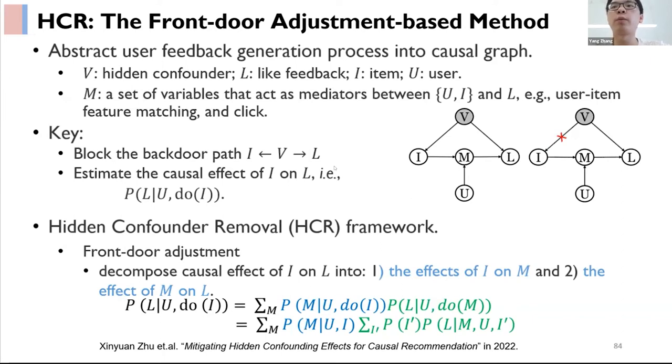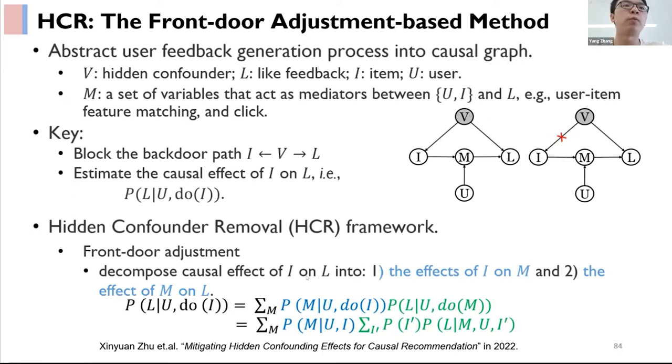To better estimate the user preference, we need to remove the confounding effect of V. However, with V not controllable, we cannot directly block the confounding path opened by the unobserved confounder. Fortunately, in this graph, U and I affect L through a mediator M, thus we can take the front door adjustment to solve this problem.